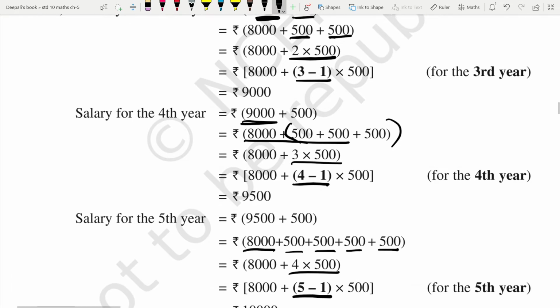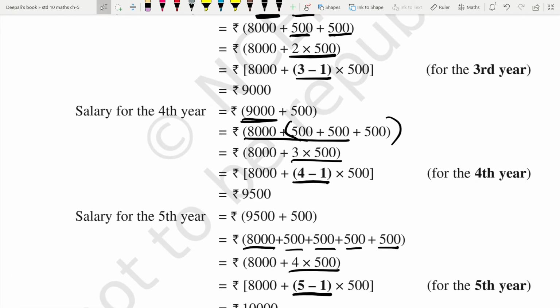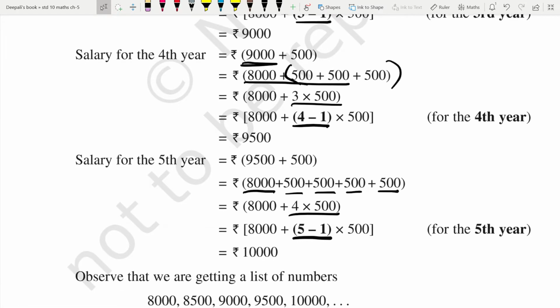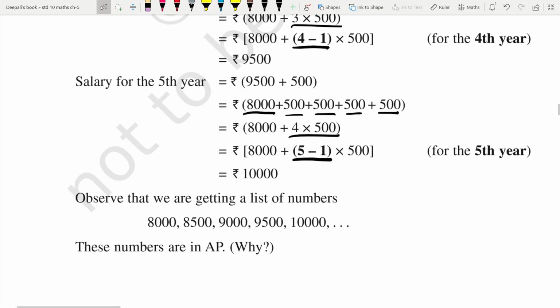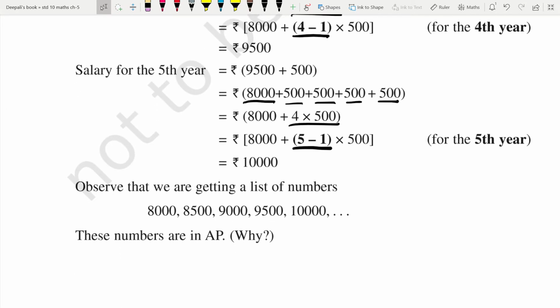which is equal to 9,000. Now for the fourth year it would be similarly 9,000 plus 500. 9,000 can be split into 8,000 plus 500 plus 500, where the 500 can be written as 3 into 500, and 3 can be written as (4 minus 1) into 500, which is equal to 9,500. Similarly, for the fifth year, 9,500 plus 500. So 8,000 plus 500 plus 500 plus 500 plus 500, which is 8,000 plus 4 into 500. So 8,000 plus (5 minus 1) into 500 is equal to 10,000.